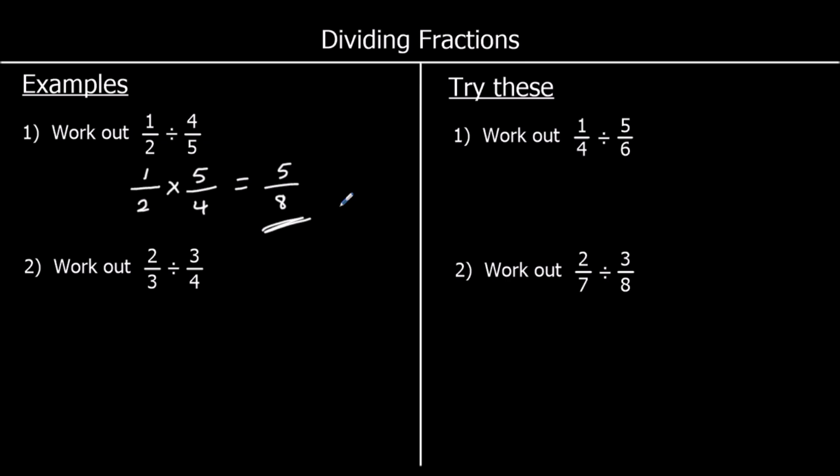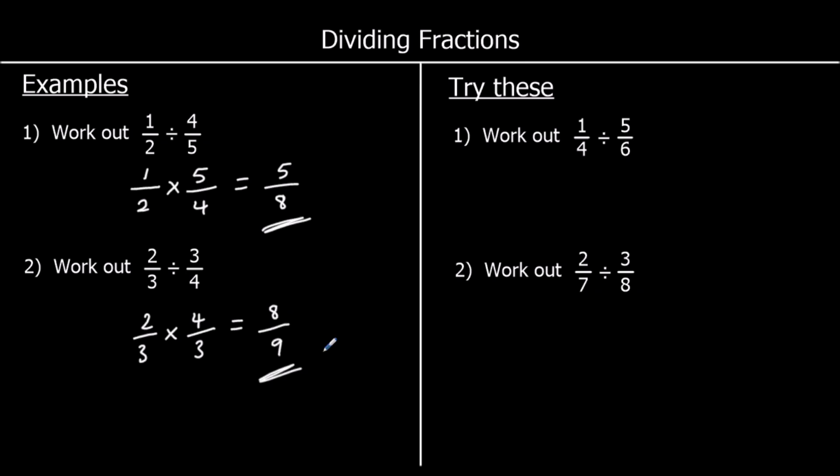The second one, 2 thirds divided by 3 quarters. Again, dividing by 3 quarters is the same as multiplying by 4 over 3. So we've changed the question to a multiplication. Now we times the top, 2 4s are 8, times the bottom, 3 3s are 9, and that's our answer. Okay, 2 for you to try, so give these a go.